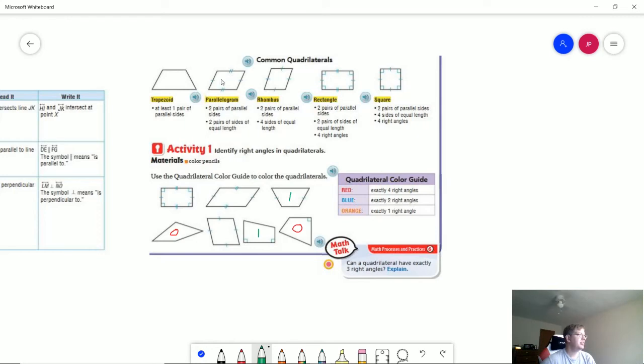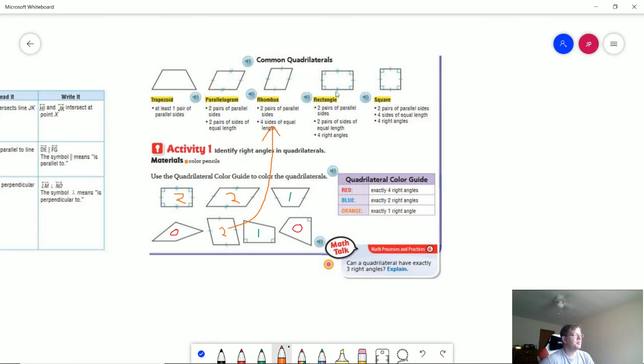So now let's look and see if we have 2 pairs of parallel sides. And so this one has 2 pairs. This one has 2 pairs. This one has 2 pairs, but this one would actually be this guy because all 4 sides are the same length. So both of these would be parallelograms. This one would be a rhombus.